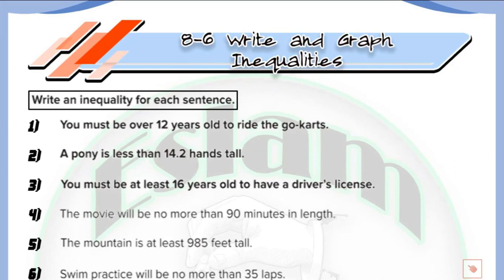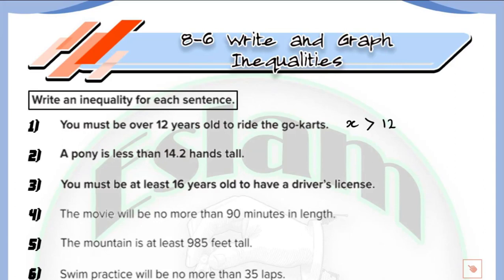So in question number 1, you must be over 12 years old to ride a go-kart. To write an inequality, we just let the variable equal x. Now x must be over. Over means more than 12. So that's how we convert from the word problem to an inequality.